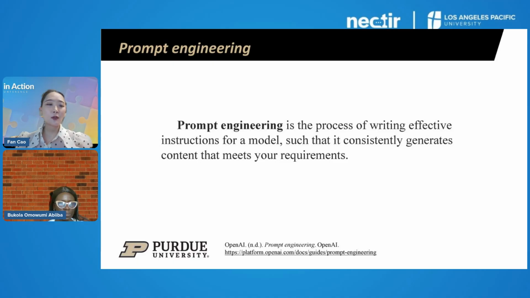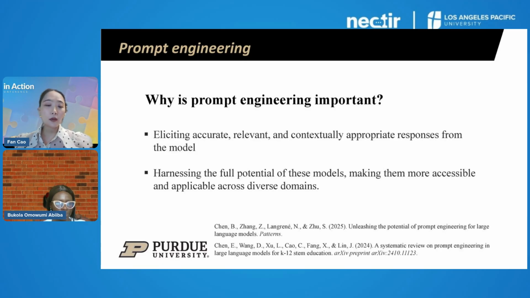It's pretty straightforward what prompt engineering is. It's the process of writing effective instructions for AI tools, so that we hope LLMs, those large language models, can consistently generate content that meets your requirements. And why do we need that? Of course, we hope we can get accurate, relevant, and appropriate responses from those AI tools. We want to make full use of those AI tools.